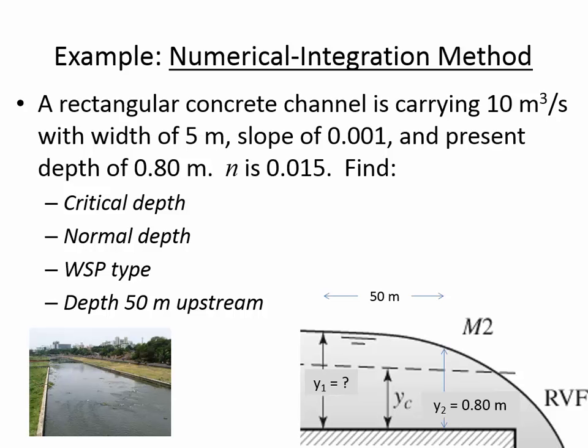Manning's roughness is 0.015. The slope is 0.001. And the flow rate is 10 cubic meters per second.